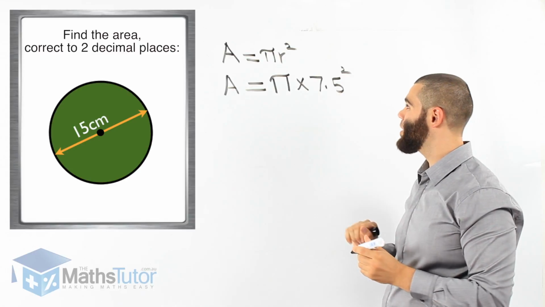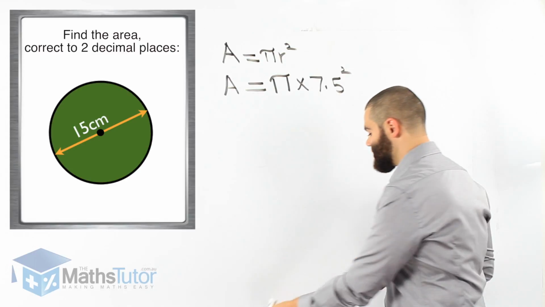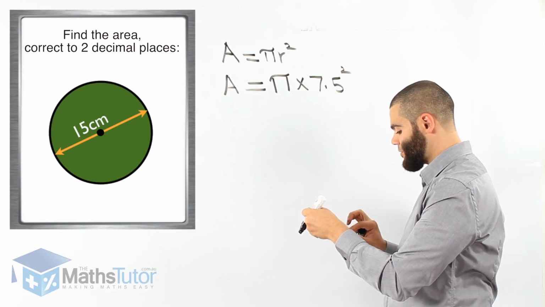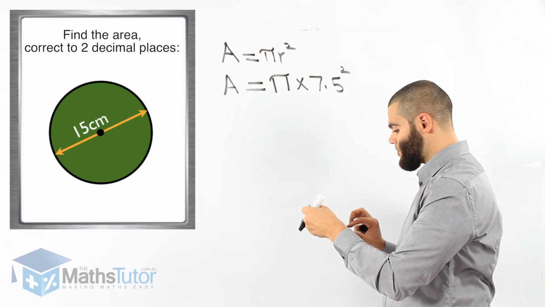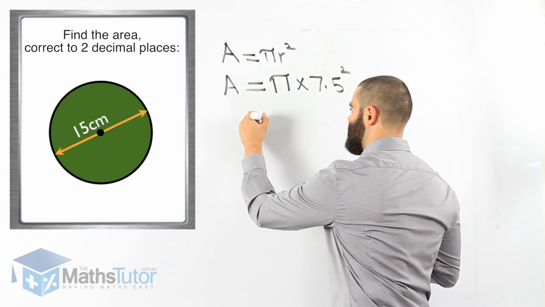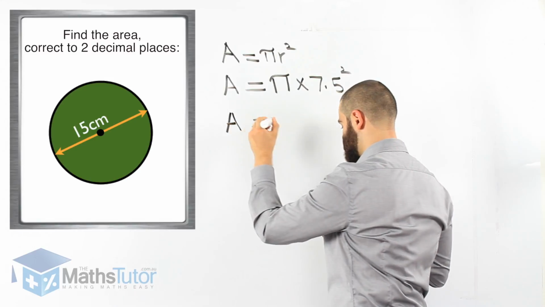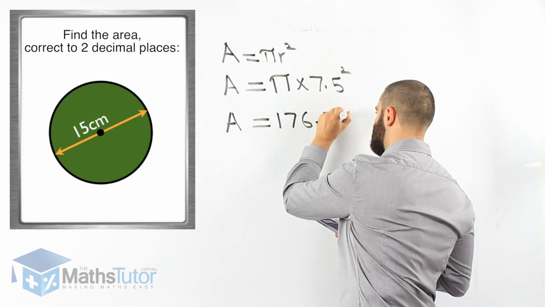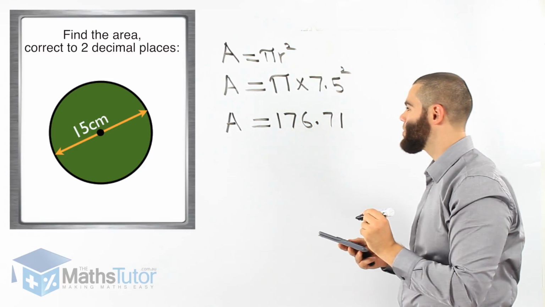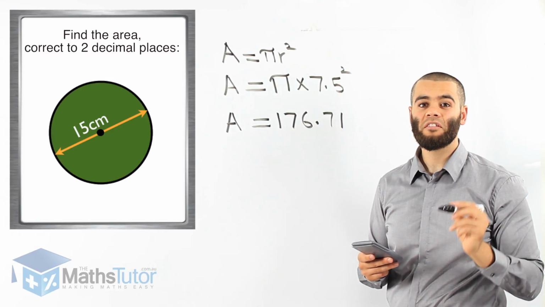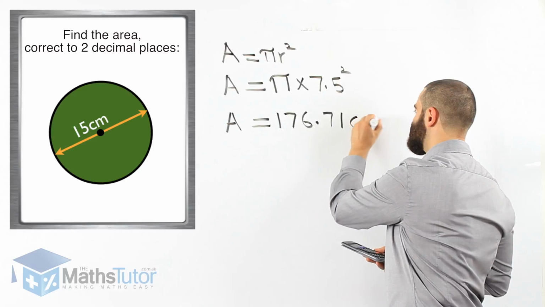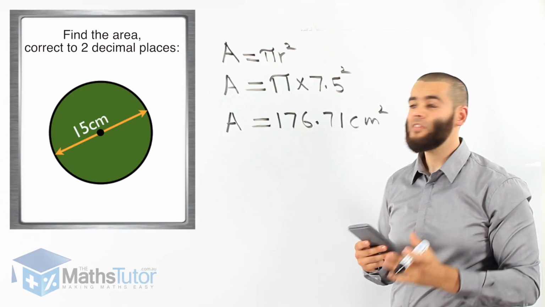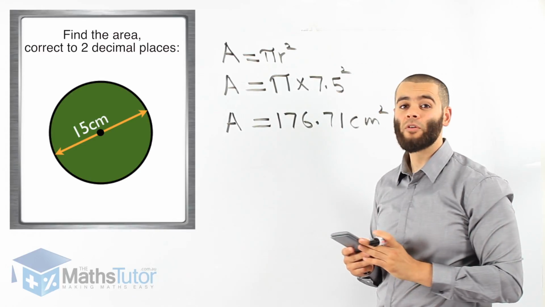Pi times r squared. Now, again, grab your calculator. Let's do it. Pi times 7.5 squared. And our answer, the area of this circle, is 176.71, to 2 decimal places, centimeters squared. So here we have 176.71 square centimeters. That is the area. It's shaded in green.